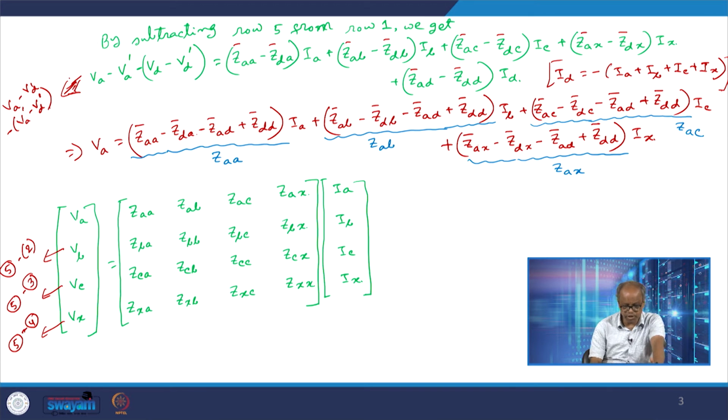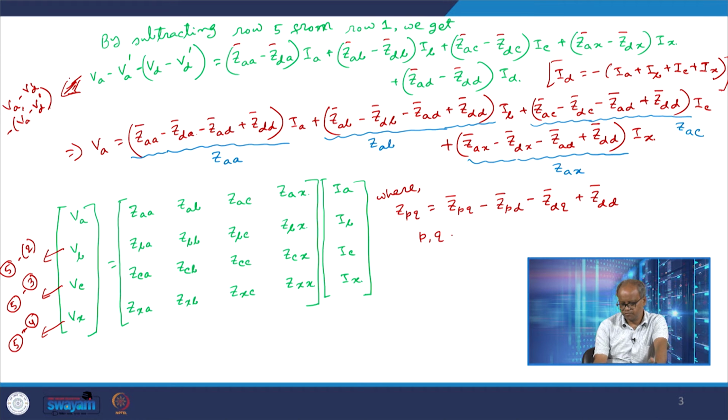And the general expression would essentially be that Z PQ is equal to Z bar PQ minus Z bar PD minus Z bar DQ plus ZDD, where P and Q vary from A, B, C, X.